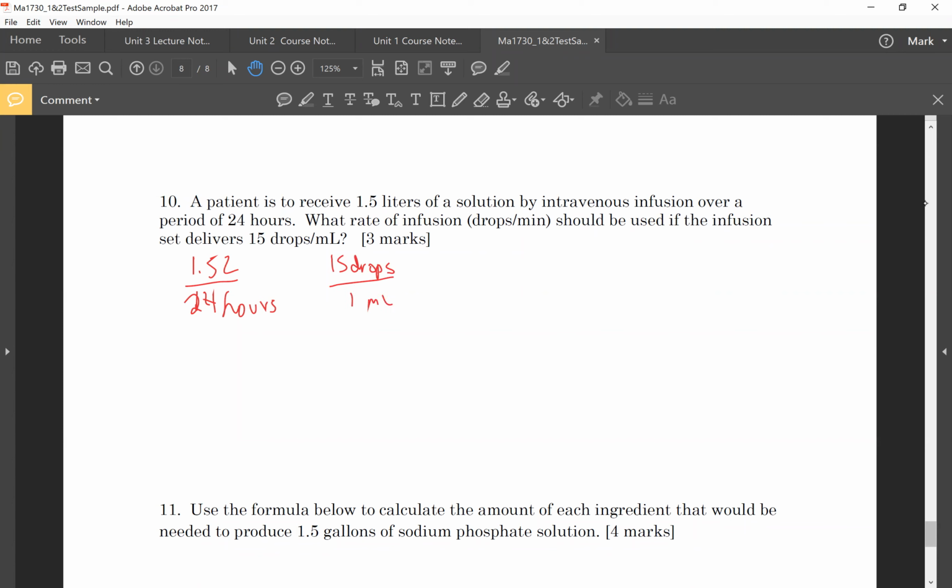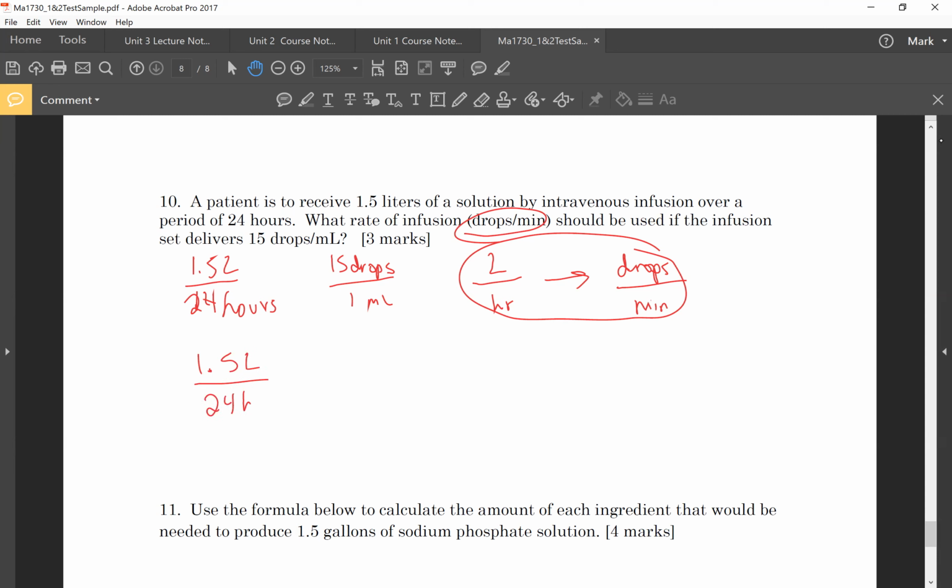Now, think about what we're trying to do. We're trying to go from liters per hour into drops per minute. This is our goal. Okay, so I need to go from liters per hour into drops per minute. So I'm going to take 1.5 liters over 24 hours, and I'm going to start doing my conversions. Now, first, let's change the hours to minutes, right? I don't want hours, I want minutes. So I'm going to multiply this by 1 hour is 60 minutes.